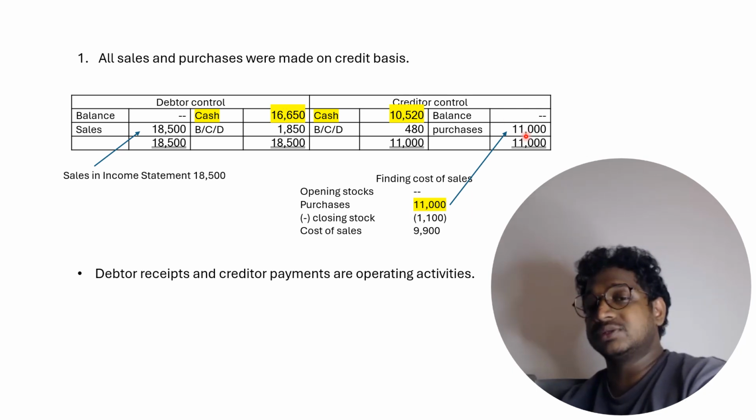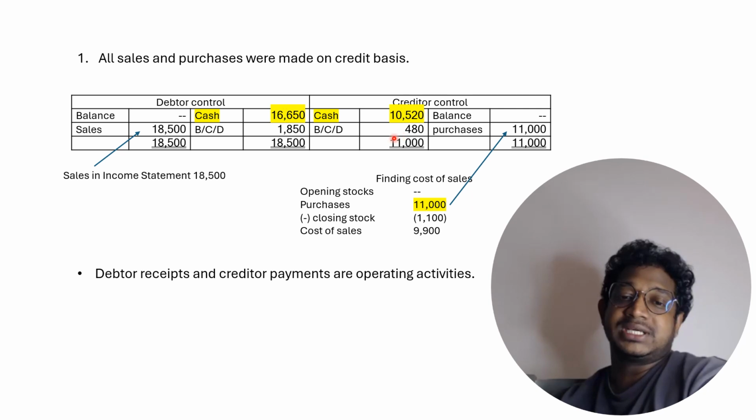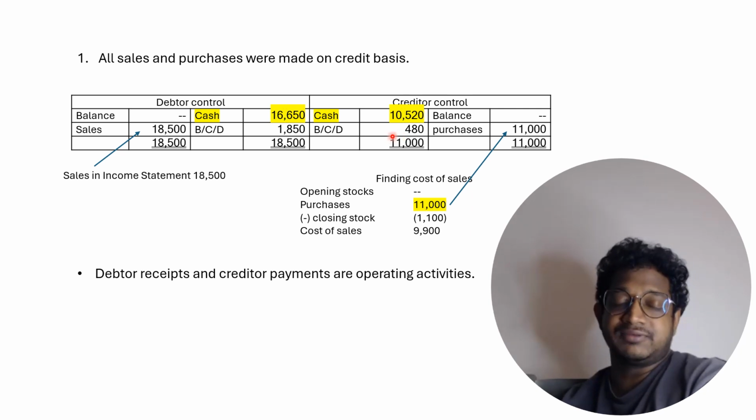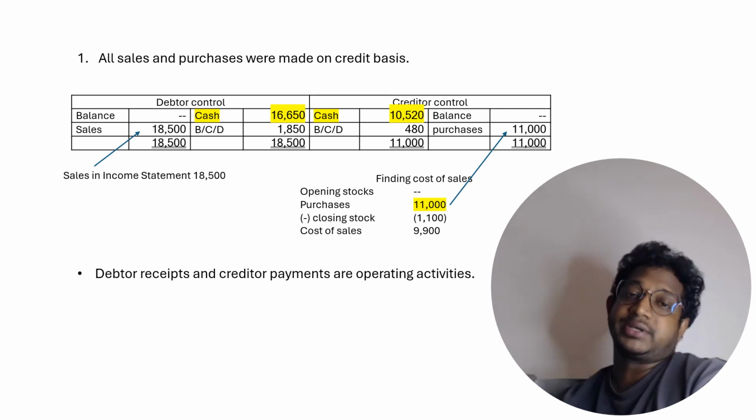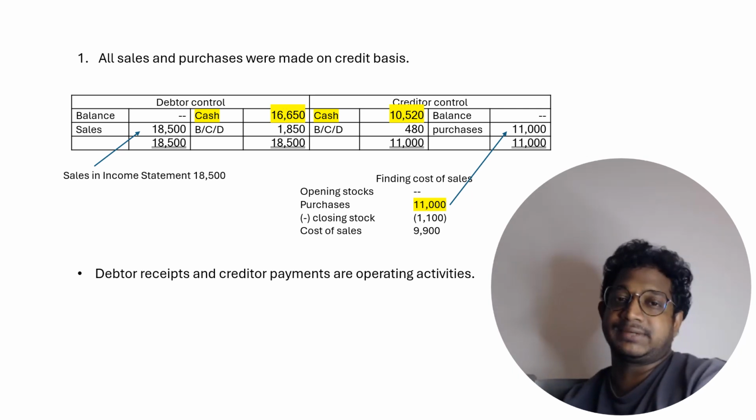From the 11,000, the credit purchases still payable as at the closing date is 480. So within the year we paid 10,520 to our creditors, cash outflow in operating activities.